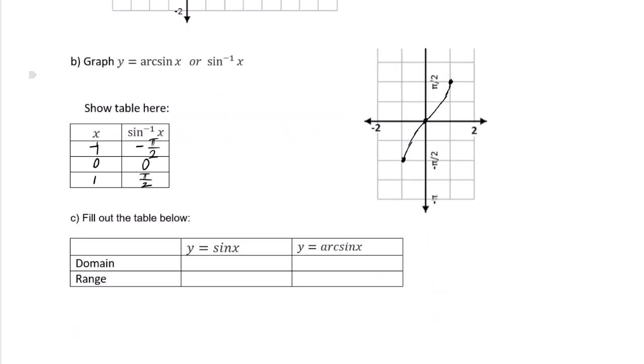Now let's fill out the table. Domain for y equals sine x is all real numbers. Range is between -1 and 1. For the inverse function, domain is between -1 and 1. Range is between negative pi over 2 and pi over 2.